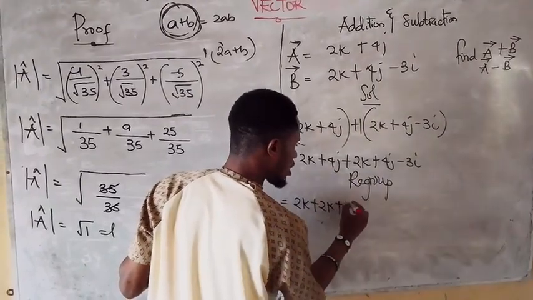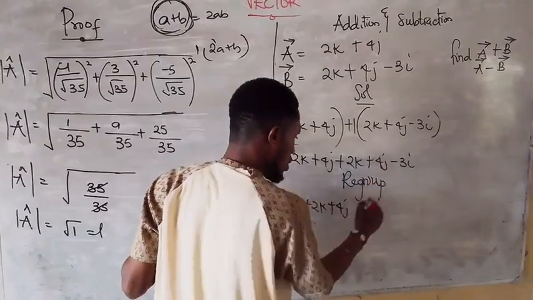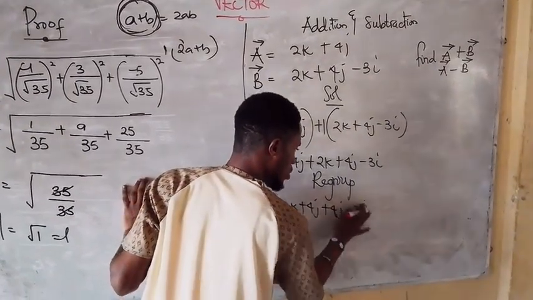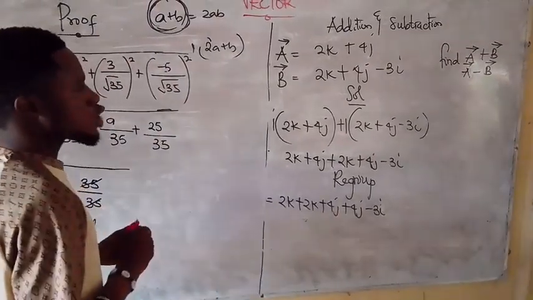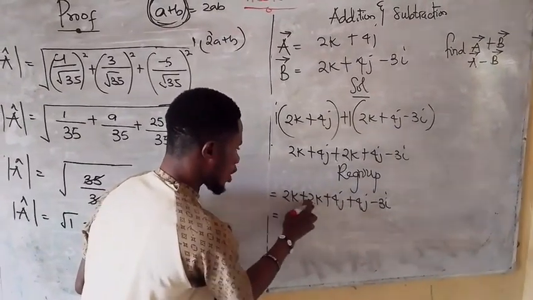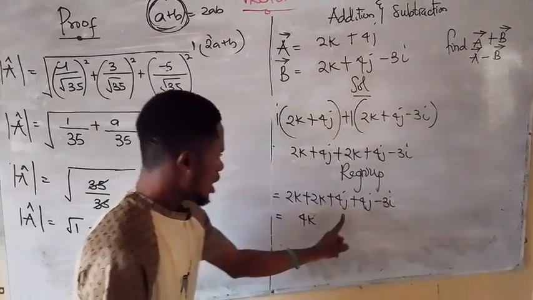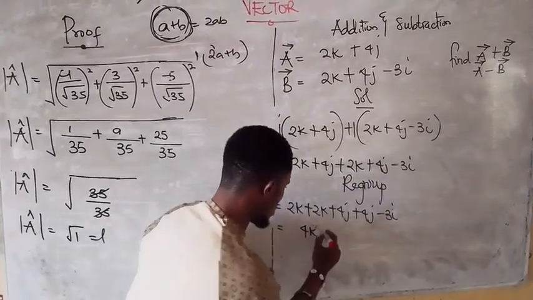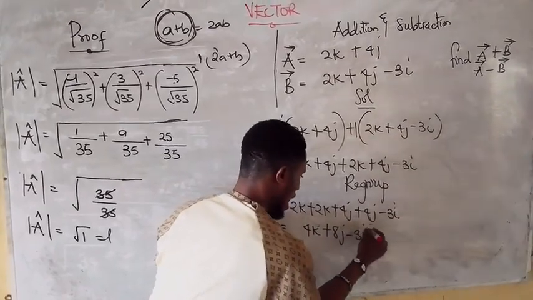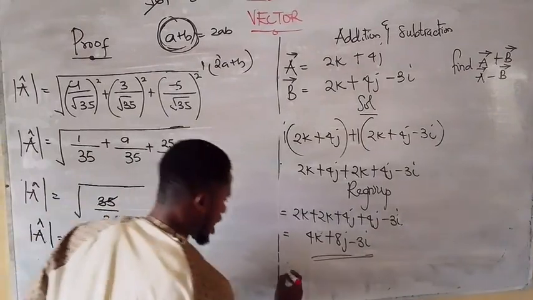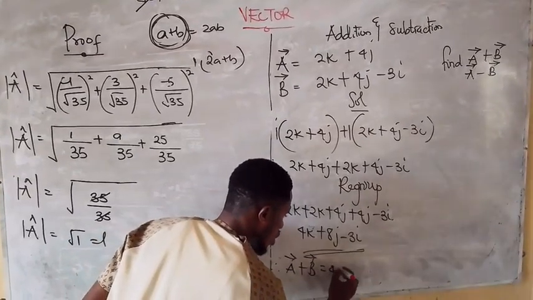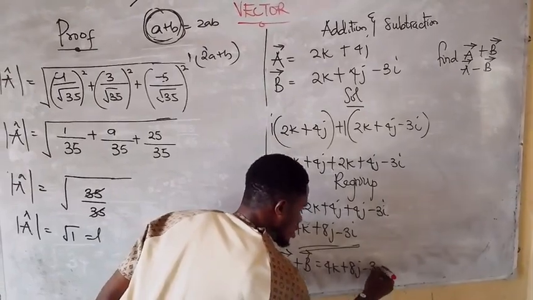j. The first j here is j. Look for the other j. It's carrying what? Plus 4j. Then we have the last one, which is what? Minus 3 what? i. I'm going to teach us a short method after this. Very, very short method that you use for your CBT. So we have here 2k plus 2k will give us what? 4k. Here we have 4j plus 4j will give us what? 8j. Minus nothing for i to multiply with, so you have minus 3i. This becomes your answer. So therefore, vector A plus vector B equals to what? 4k plus 8j minus 3i.